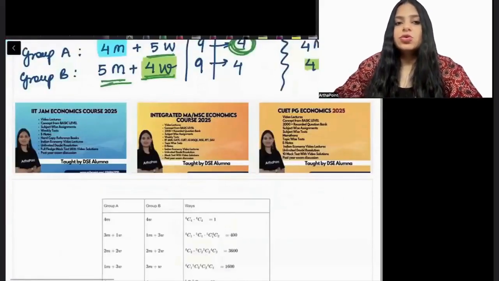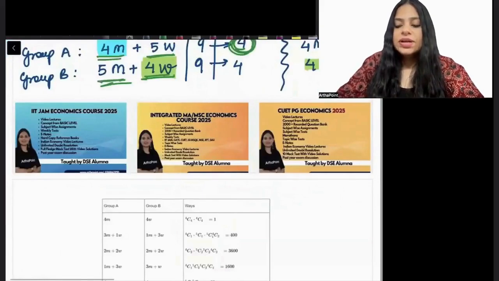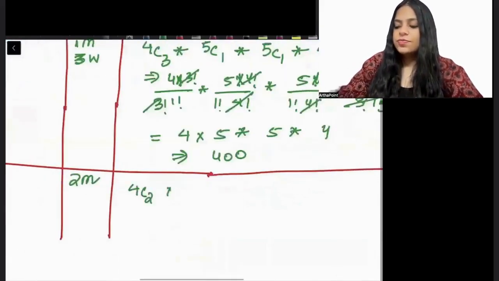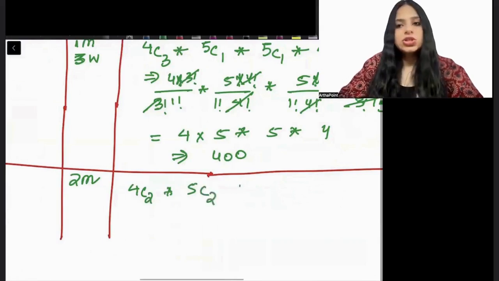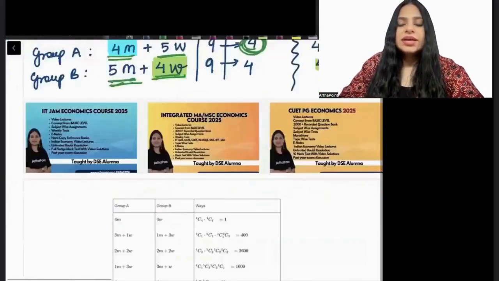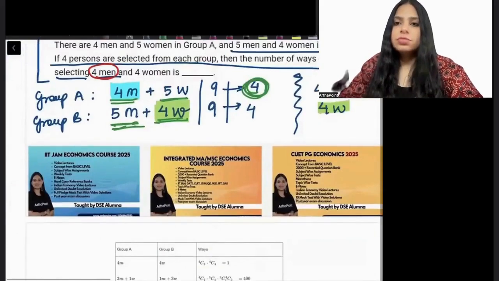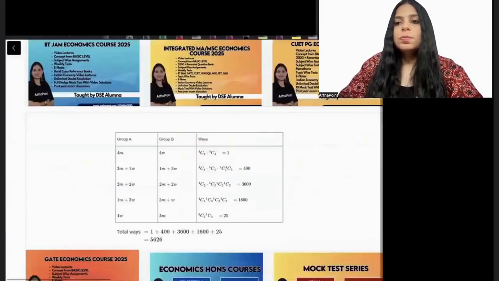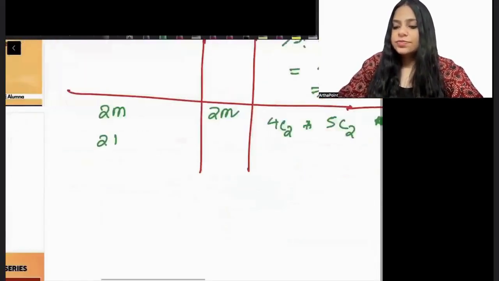So how many men are there in group A? 4. How many men are there in group B? 5. So out of 4, I am selecting 2. Out of 5, I am selecting 2. And then I will select 2 women from each group. So 5 women here and 4 women here. From group A, I have selected 2 women, and from group B also, I have selected 2.